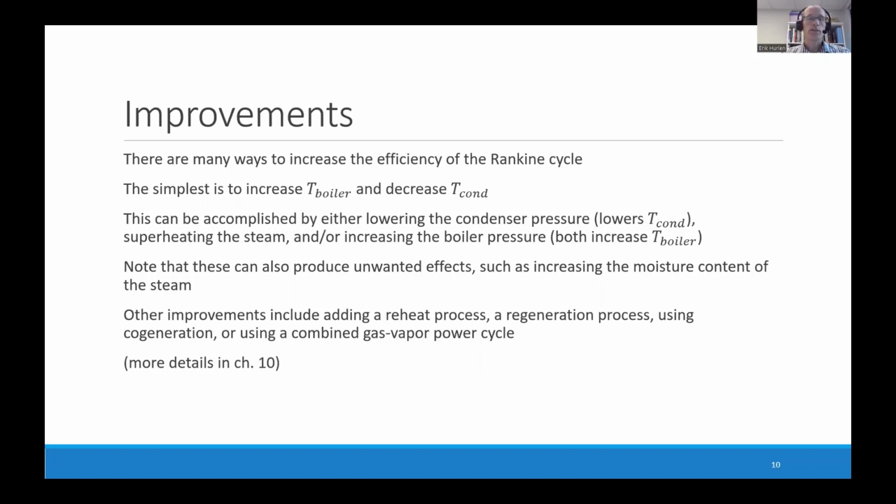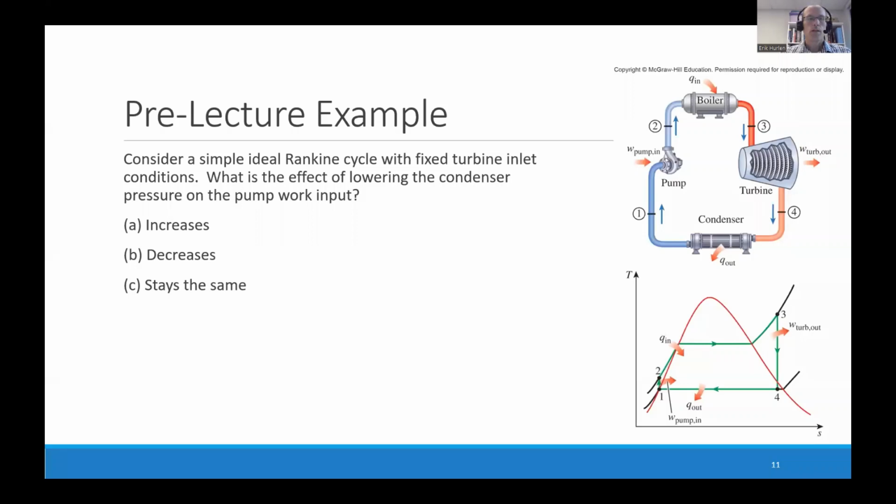We can also do things similar to the improved Brayton cycle, such as reheating and regeneration, or some new things like cogeneration or using a combined gas-vapor cycle. We won't actually get to any of these improvements in this class, but more information can be found in Chapter 10. So that is the basics of vapor power systems.